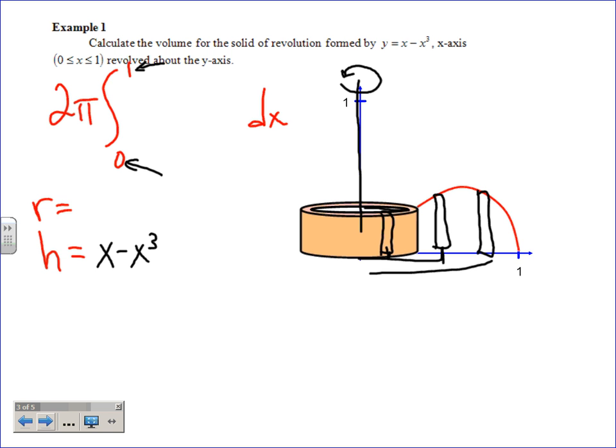So is it just whatever x value between 0 and 1 I happen to hit? It is. So the radius, very simple in this one, is just x. Because it's whatever x value I happen to use. And so what are we supposed to do? So it's 2 pi and then times radius, and then times height, and then times width is dx.